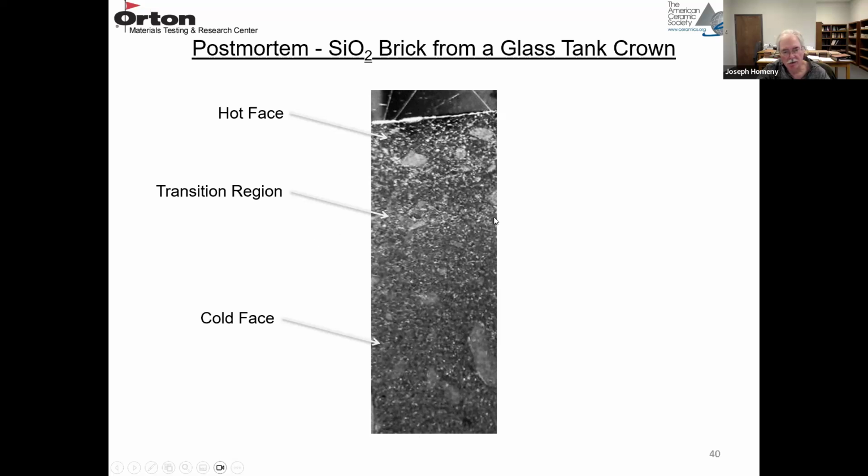And then you can't really see it here, but there's a transition region. It'll show up when I do the higher magnification SEM photographs. This is just a photograph with the camera. So from the hot face to the transition region, you have glass penetration, and then from the transition region to the cold face, it's still intact silica refractory.